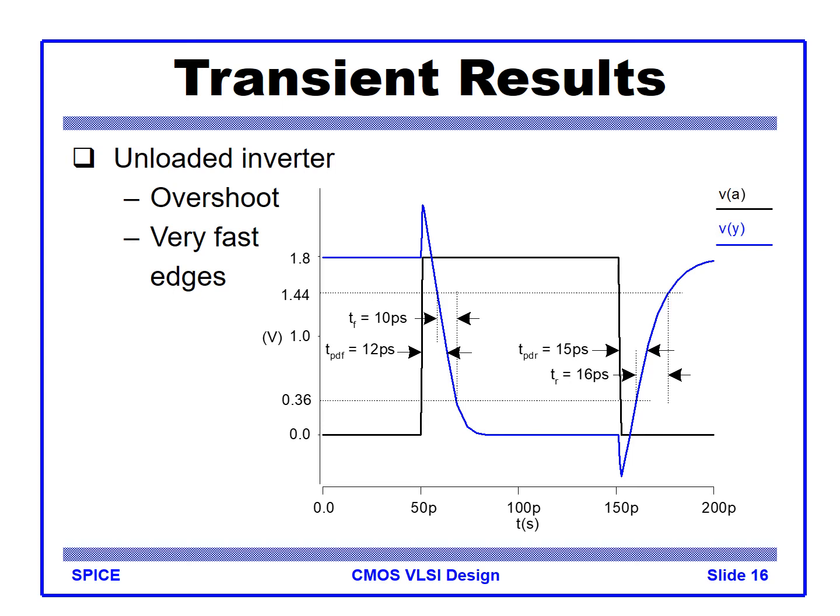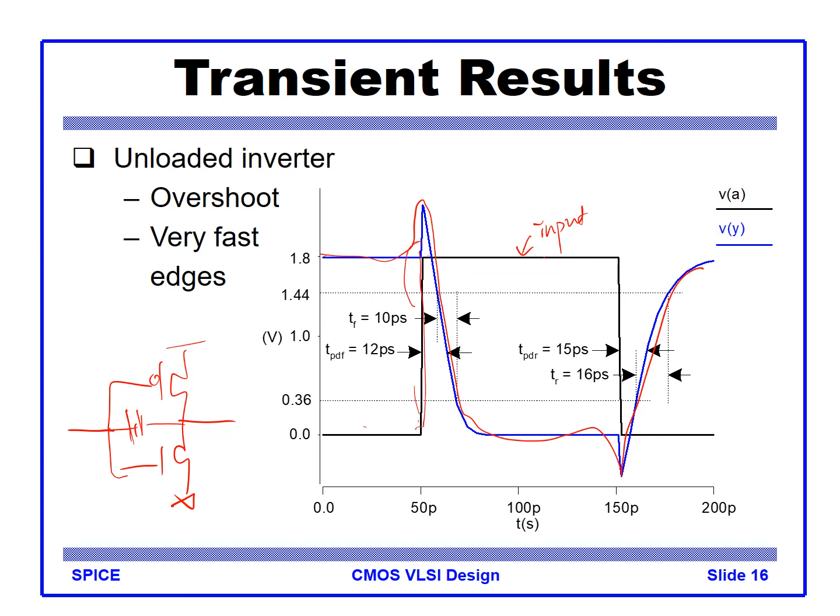In the output, you see this kind of pulse input, and you get an overshoot like this, right? This overshoot comes from the input-output parasitic capacitance. Because of this feed-forward capacitance, whenever the input changes sharply, the output will follow the input momentarily. This is a very fast edge, and in that case you get this kind of glitch.